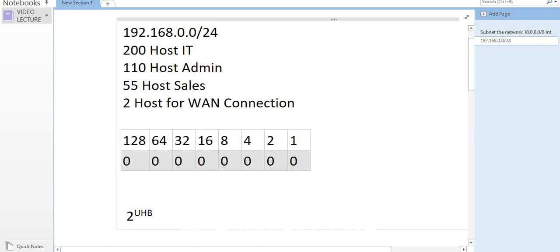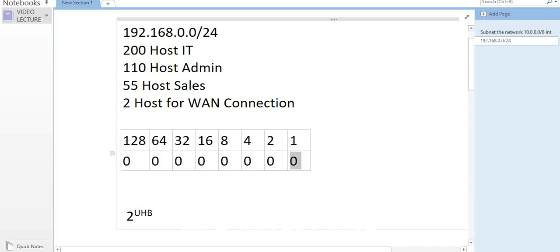coming towards your left. We're not going to borrow. Borrowing, we borrow from the left bits towards the right bits. So when we are to use bits, we want to get the number of hosts. We count the number of host bits. So we're gonna start from the right.